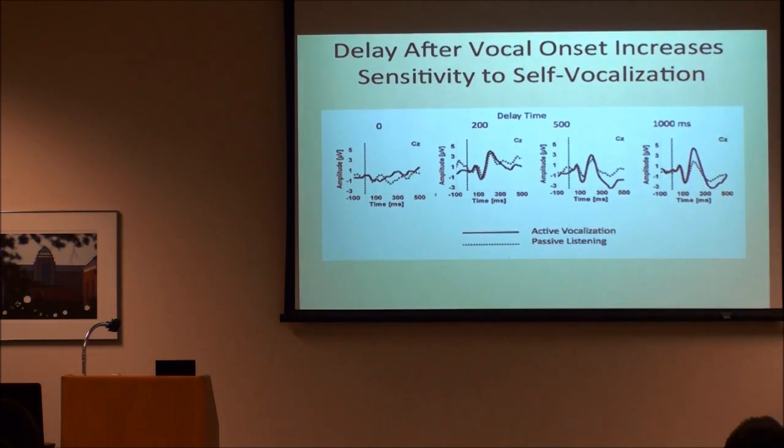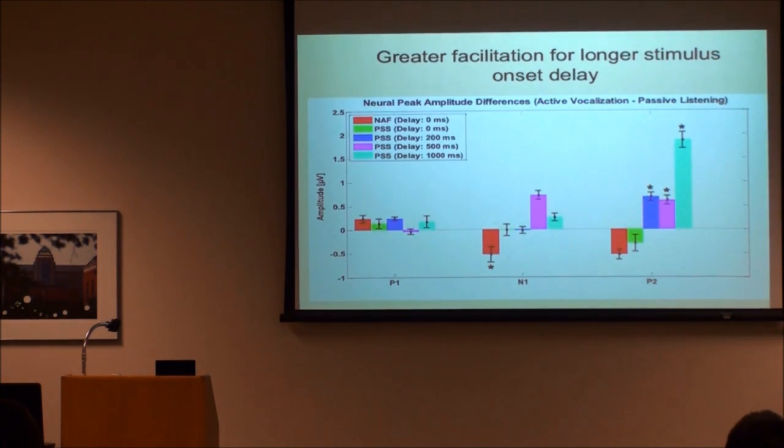And this shows us some results. 0, 200, 500, and 1,000. Well, at 0, the EEG response to listening and vocalization is about the same, pretty small. But when we go out to 200 milliseconds, the responses are about equal. And out to 1,000 milliseconds, the response to vocalization is much larger than it is to passive listening.